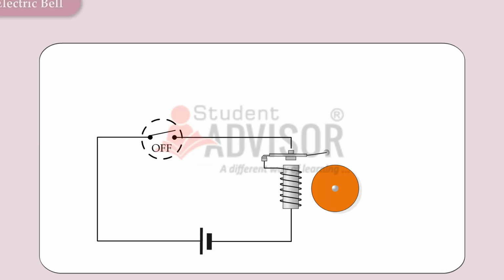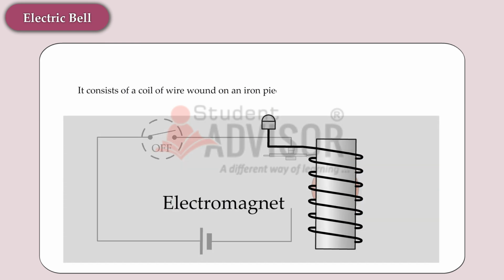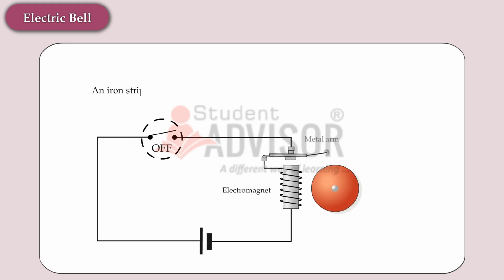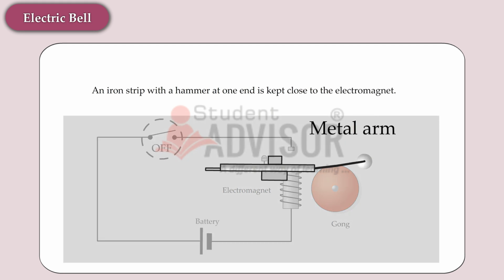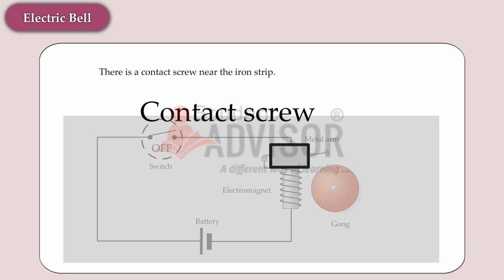Electric bell. It consists of a coil of wire wound on an iron piece. The coil acts as an electromagnet. An iron strip with a hammer at one end is kept close to the electromagnet. There is a contact screw near the iron strip.